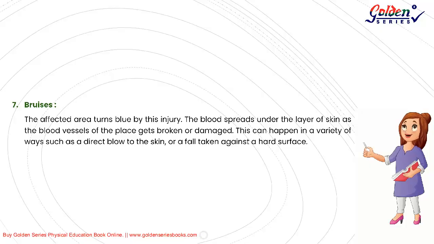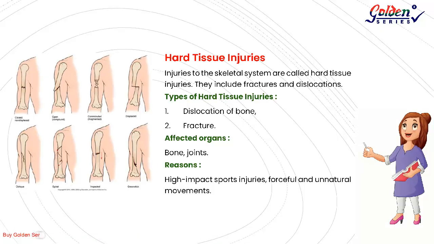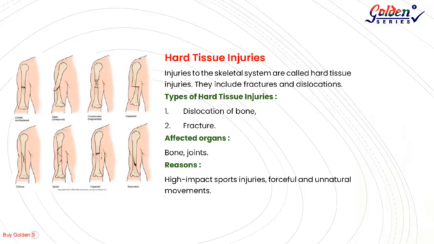Hard tissue injuries. Injuries to the skeletal system are called hard tissue injuries. They include fractures and dislocations. Types of hard tissue injuries: 1. Dislocation of bone. 2. Fracture. Affected organs: bone, joints. Reasons: high-impact sports injuries, forceful and unnatural movements.